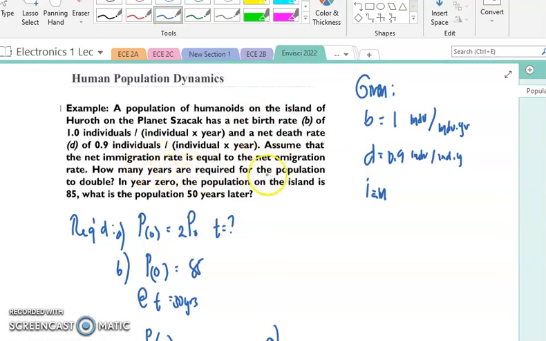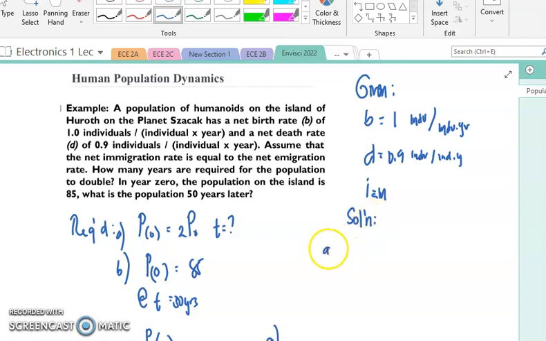How many years are required for the population to double? So that's the requirement, letter A. Initially, you had P sub O. So when it will be 2 times the initial, what will be the year or the time? Then letter B, in year 0, the initial population of the island is only 85. So what will be the population after 50 years? So these are the requirements. So let's try to solve this one.